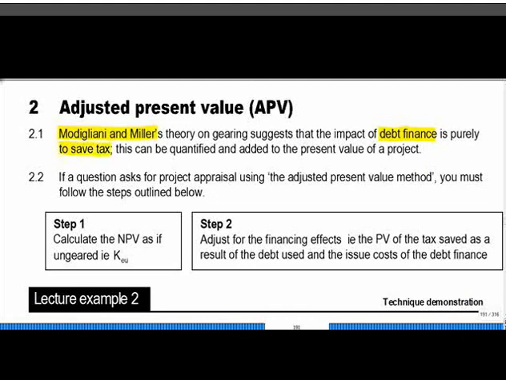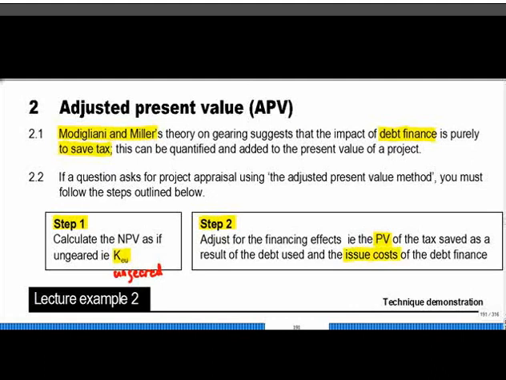If a question asks for a project appraisal using APV, you'll need to go through 2 steps. In step 1, where we can see that a project uses a lot of debt finance, we appraise the project as if it didn't use any at all, using an ungeared cost of equity. And we can do that because we know that according to M&M theory, all debt does is save you some tax, and we can quantify that separately by working out the present value of the tax saved, and also taking into account any other financing costs like the cost of issuing the loan in the first place.